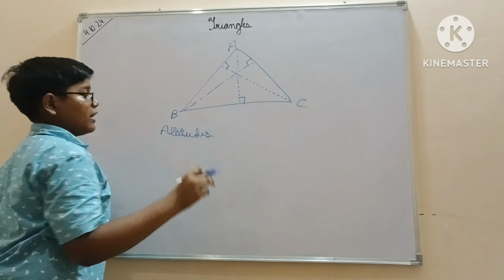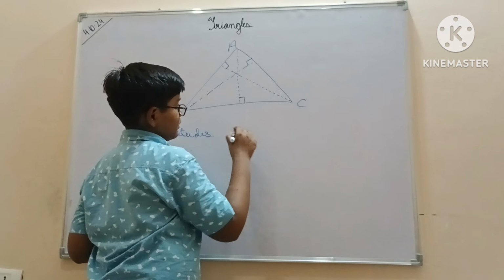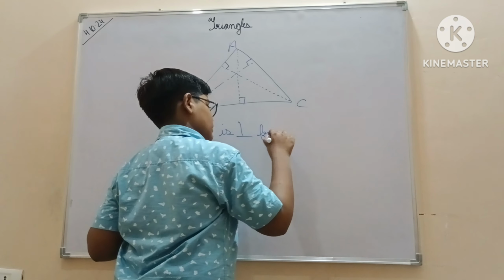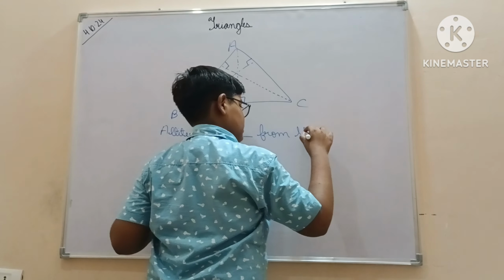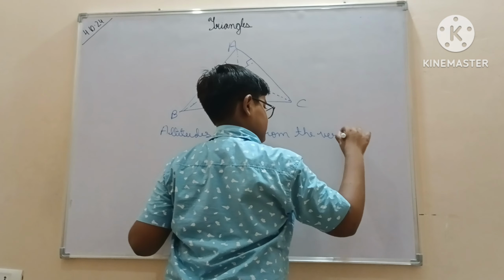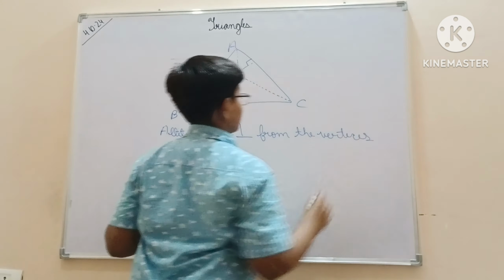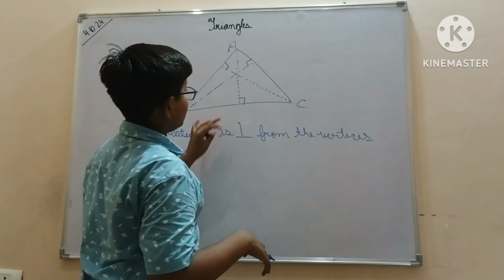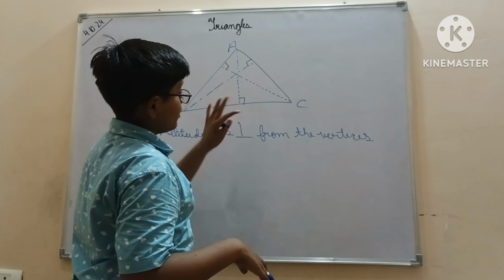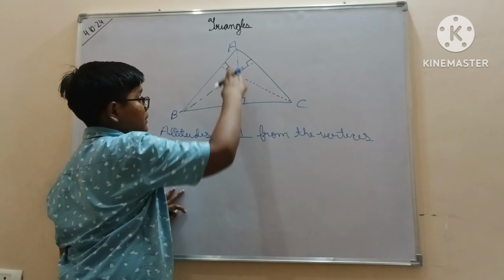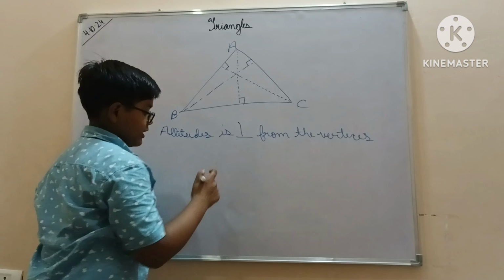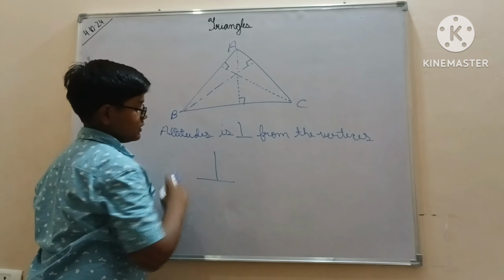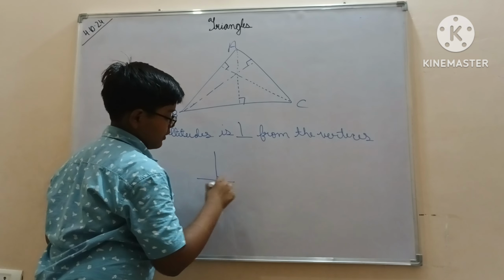So the altitude of a triangle is perpendicular. Altitude is the perpendicular from the vertices. As you can see, the normal explanation of this is that this perpendicular, this dotted line, and this base BC form a 90 degree angle.